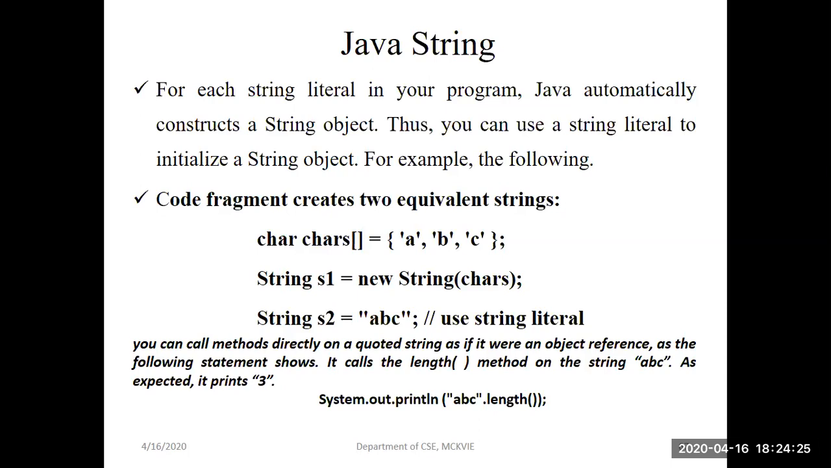That's why it is written that you can call methods directly on the quoted string as if it were an object reference. As the following statement shows, it calls the length method, and you can call the length method on this string ABC also. It will print the value 3. Normally a method can be invoked on an object. That's because in the back end, it will automatically create an object. S2.length will definitely give you the length of the string, and we have no confusion regarding that. But if we write "ABC".length, then also it will give you the length of the string, because it behaves like an object reference. Hopefully this much is clear. So a string can be created by using a constructor, or by using string literals.